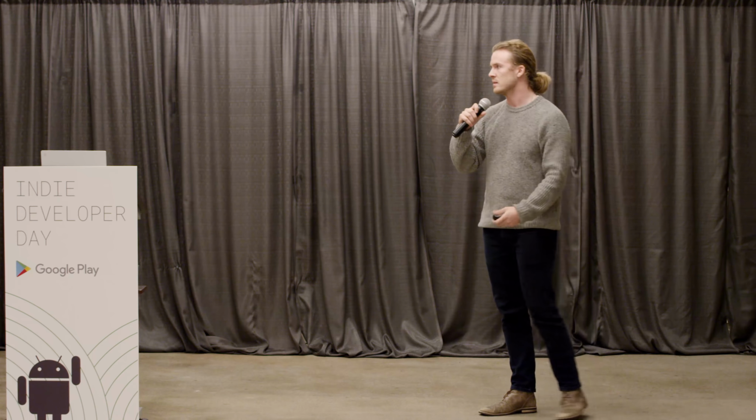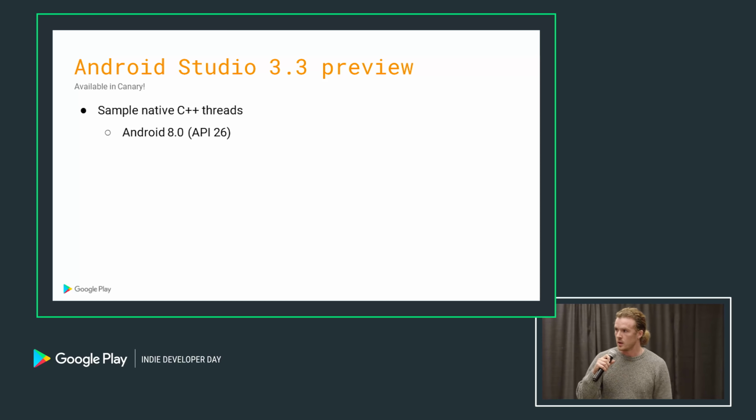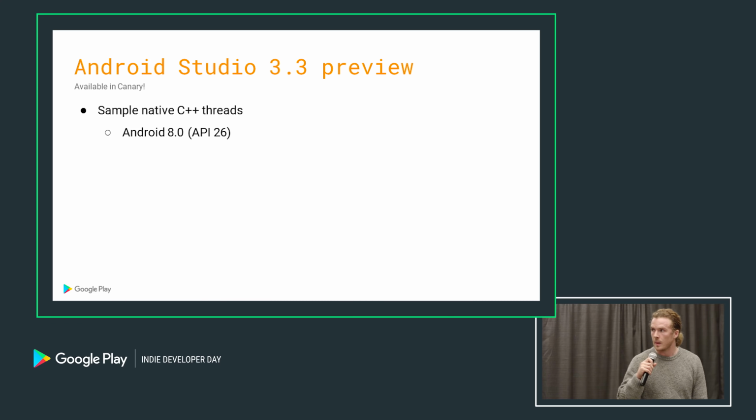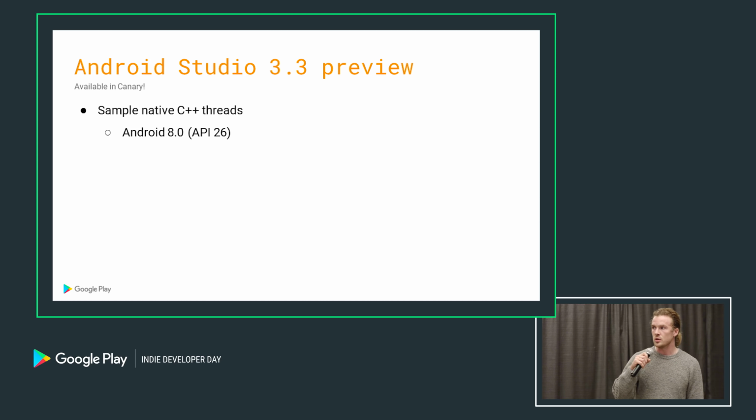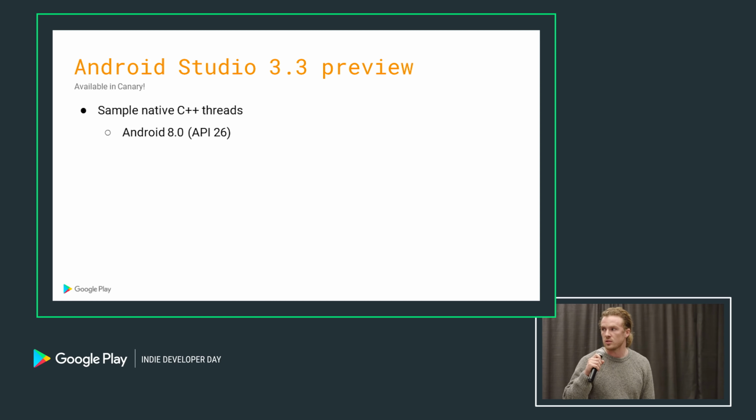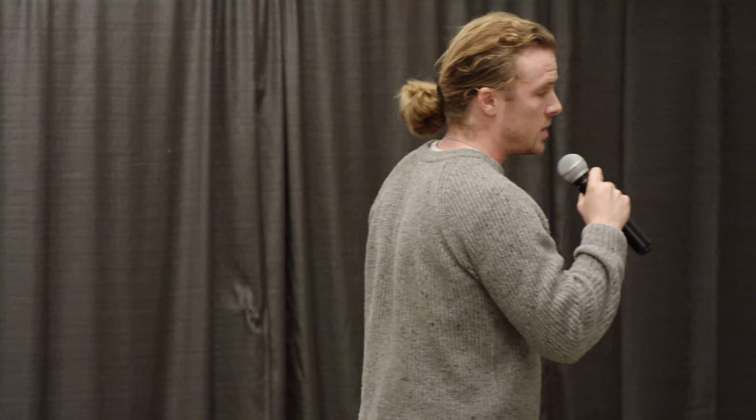performance, no crashing, fewer bugs. So we've got some tools that we'll talk about here. And first off, in Android Studio 3.3, you can now sample native C++ threads. So for any app that is API level 26 or above, you can do this.